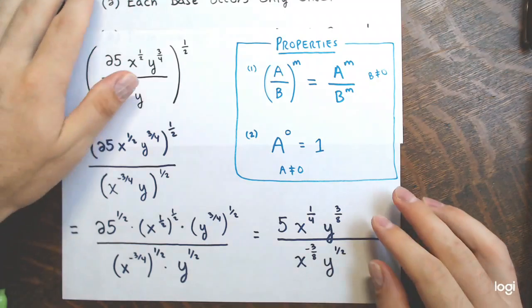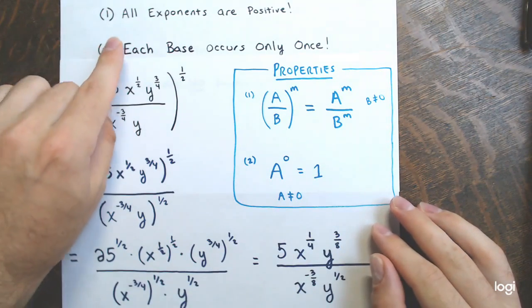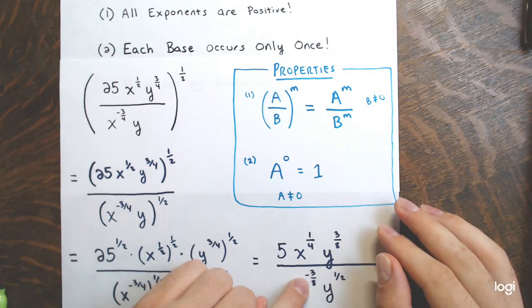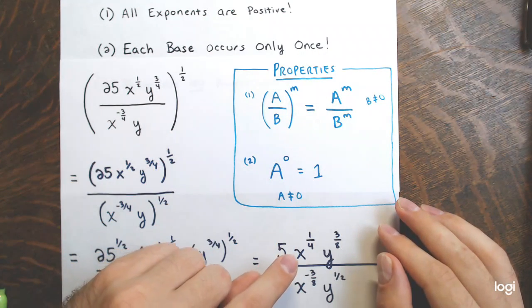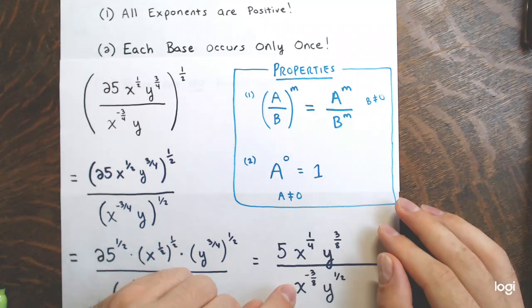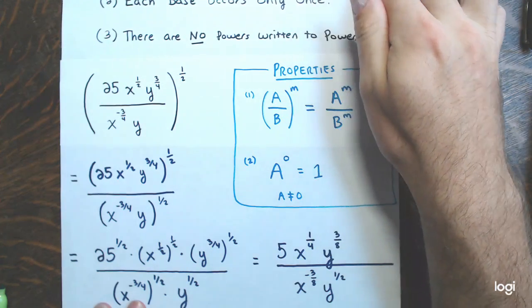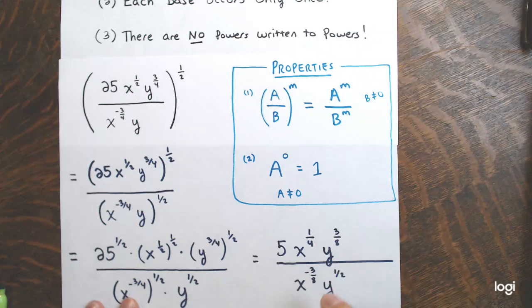Almost done. Got a couple things that are wrong here that are not simplified. First off, all the exponents are positive. No, they're not. There's an exponent of negative 3/8 on this base of x. Each base occurs only once. No, they don't. Here's a base of x, here's another base of x, here's a base of y, here's another base of y. So numbers 1 and 2 are failing, and there are no powers written to powers. Well, that's okay. There are no powers to powers here.